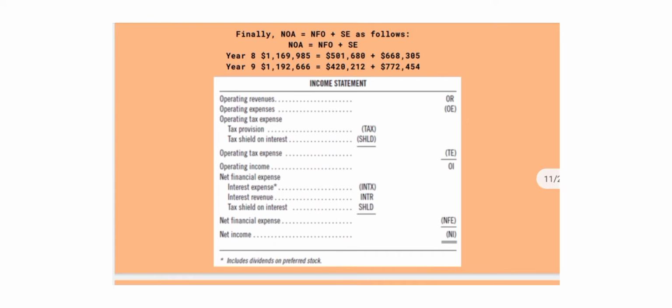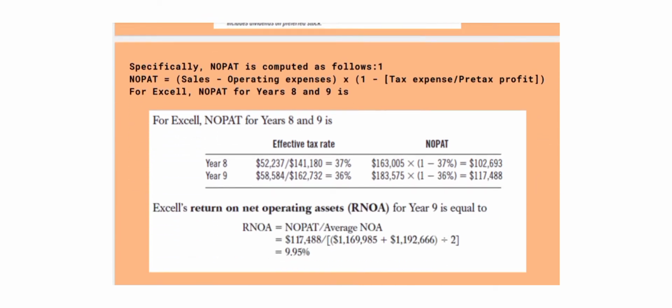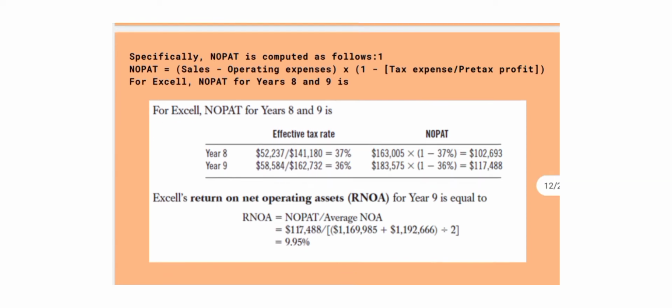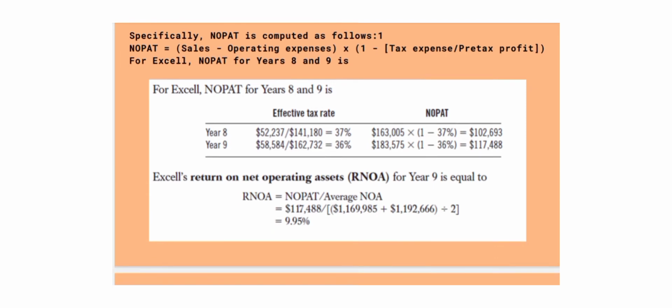And for the income statement, we can see this is the template of the income statement. So we also need to compute the NOPAT. As you can see the formula, for this example we got the NOPAT for year 8 is 102,993, and year 9 we got 117,488. And then we got the return on net operating assets, NOPAT divided by average NOA, 9.95%.